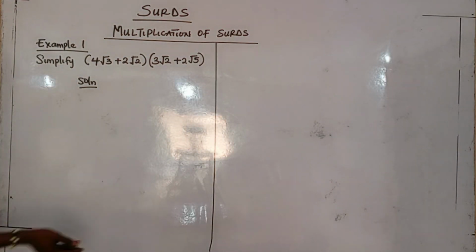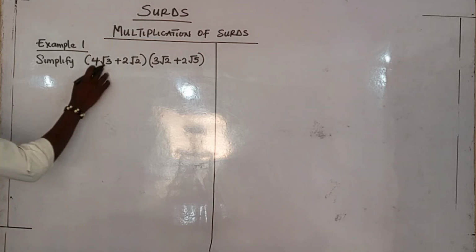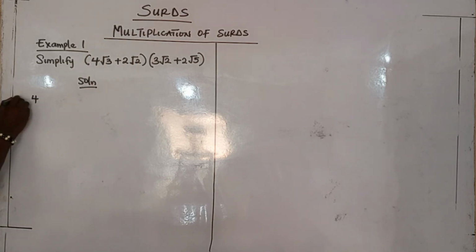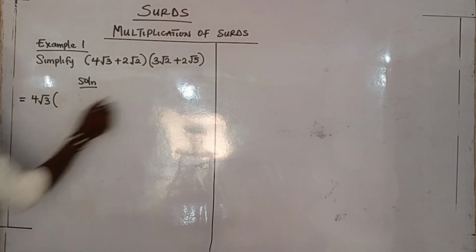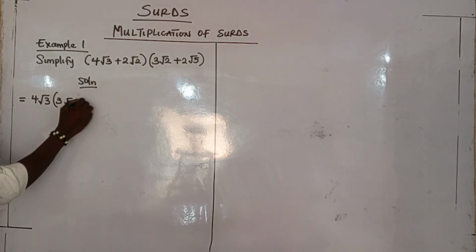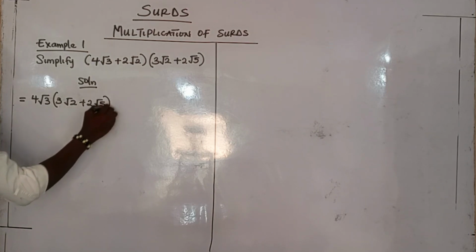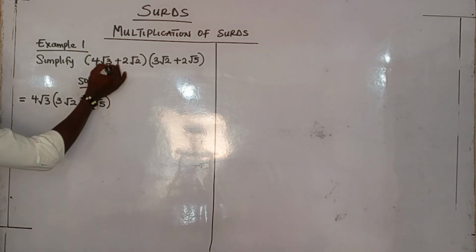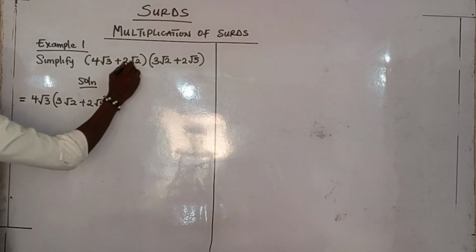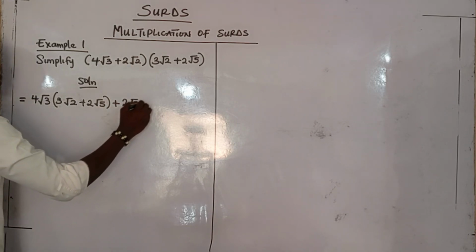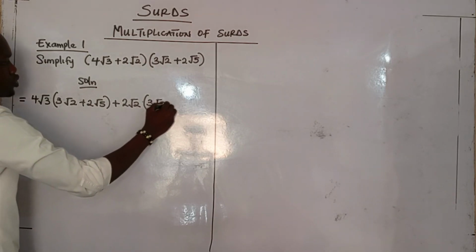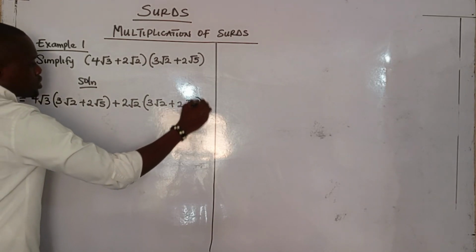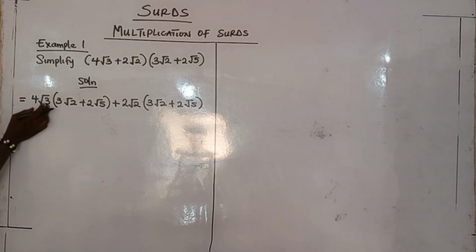So if we are to use the first bracket to multiply the second bracket, that means we have to pick up the first number there. We put our equal to sign, we have 4 root 3, then we bring the second bracket, which is 3 root 2 plus 2 root 5. Then the sign in the first bracket is plus. We pick up the second number, which is 2 root 2. Then we repeat the second bracket as well, which is 3 root 2 plus 2 root 5. Then you go ahead to use what is outside the bracket to multiply what is inside the bracket.